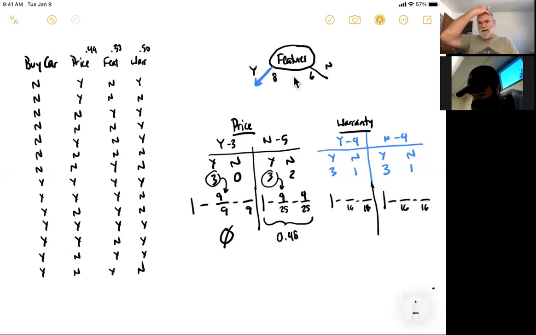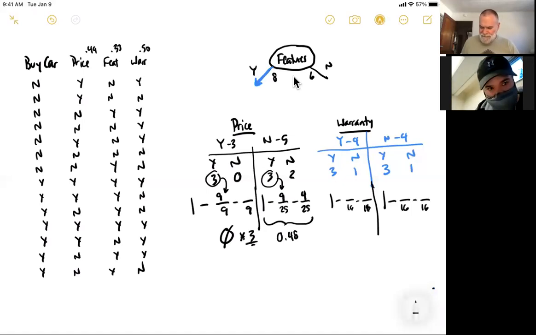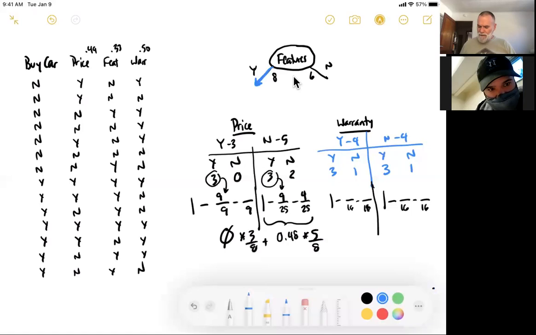So that's the answer. All right, so now that we have that answer, we have one final step, and that's to weight these. So this would then be 0 times 3/8 plus this times 5/8. And do we see where those 3/8 and 5/8 came from?